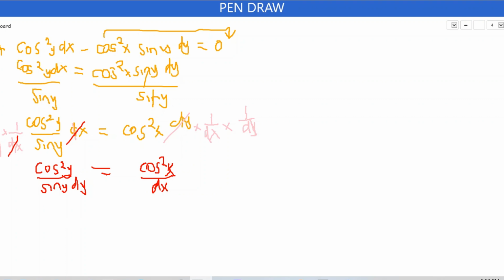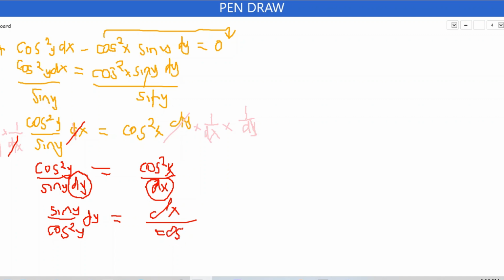Why am I saying that? What is it that cannot be respected? dy or y. So what do we need to do? We need to flip them so that they can be on top. So when flipping them, we will have sin y over cos squared y dy at the top, then dx over cos squared x at the top as well.